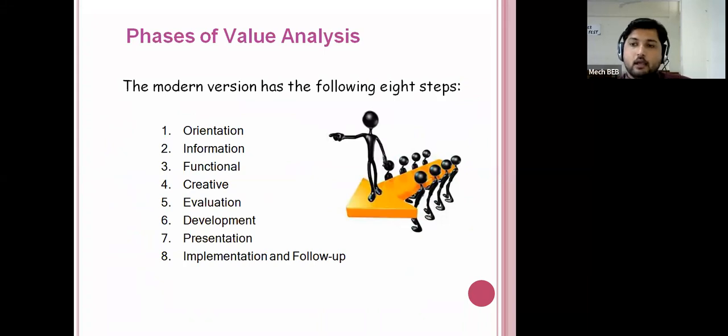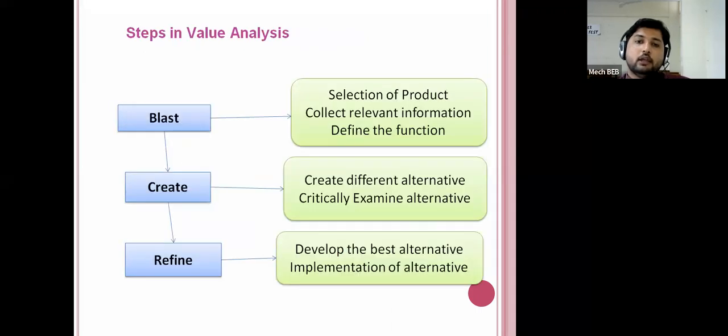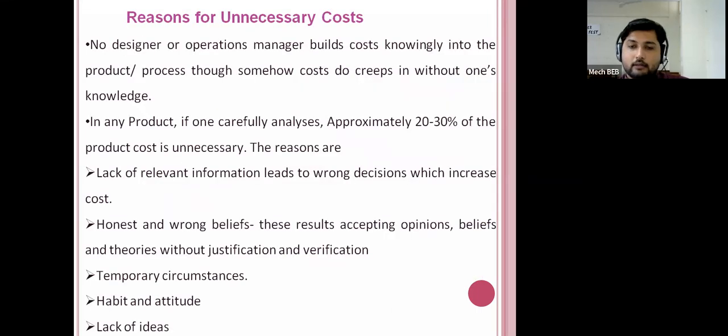Value analysis is a technique which is applicable to products which are already produced or existing products, and value engineering is applicable to products which are in the design phase. These two techniques try to eliminate or reduce the extra cost that is associated with the product. Now the important thing is that you need to focus on creating the functionality of the product and reducing the cost of the product.